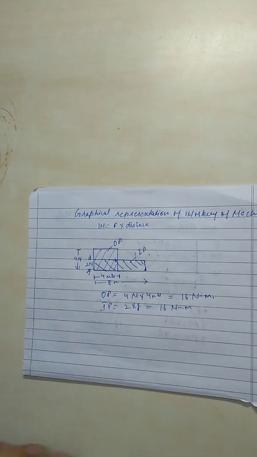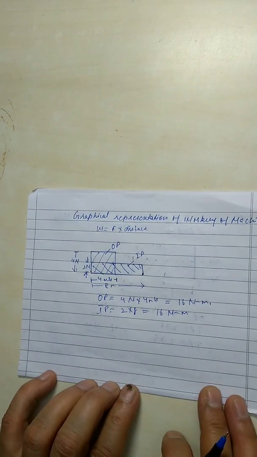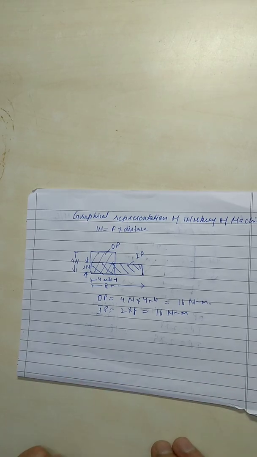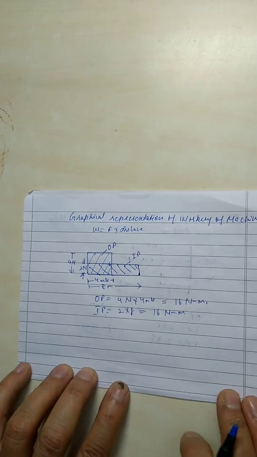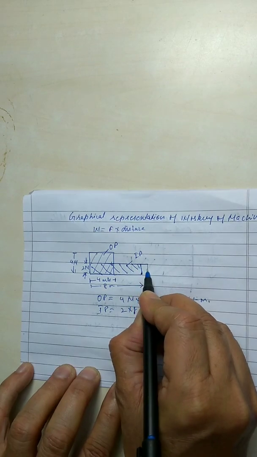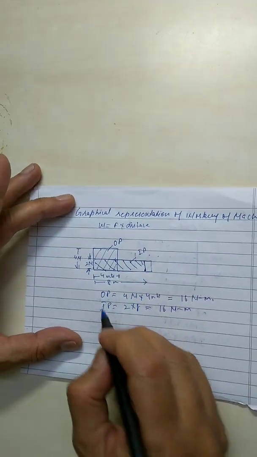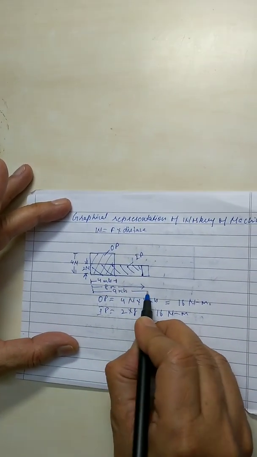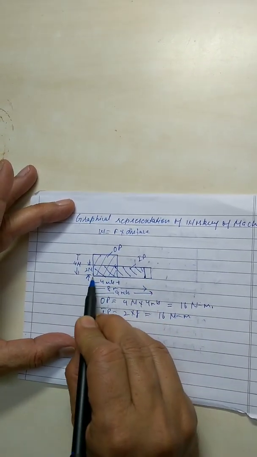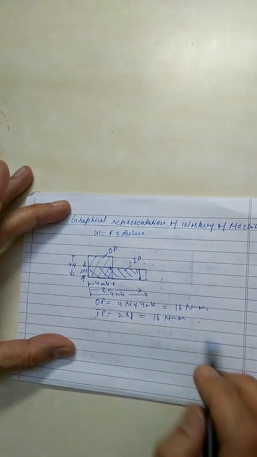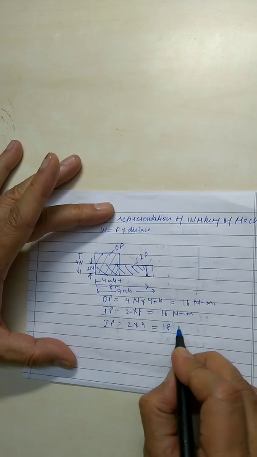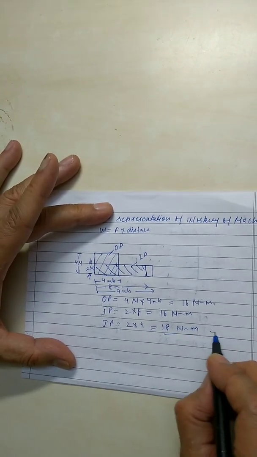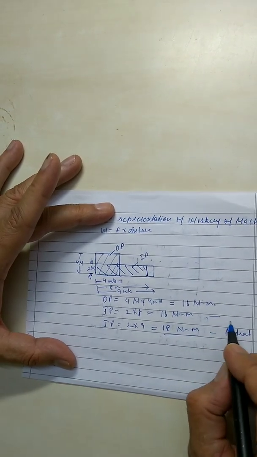But this is only for an ideal machine. In actual machines the input is always more as compared to the output, because every machine has got some friction and we have to overcome the friction. So to increase our input, let us increase the distance moved by the effort. Let it be 9 meters. The whole area defines the input in case of an actual machine. Now the input becomes 2 into 9, which is 18 Newton meter for the actual machine, and 16 Newton meter was for the ideal machine.